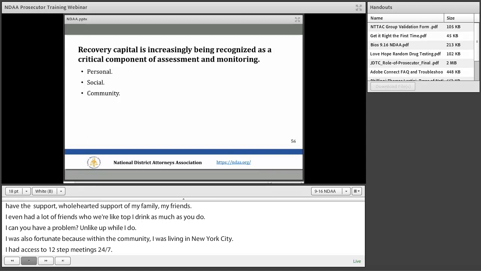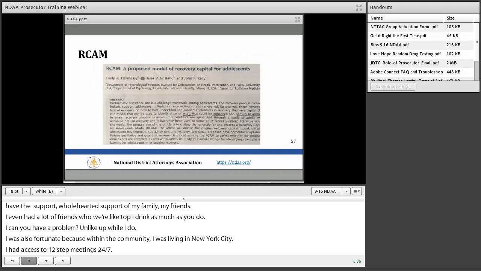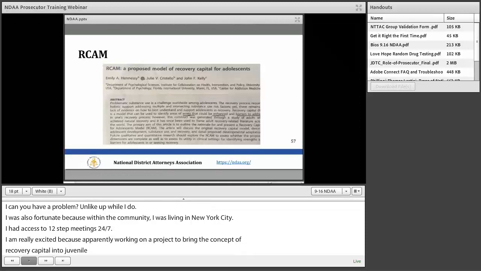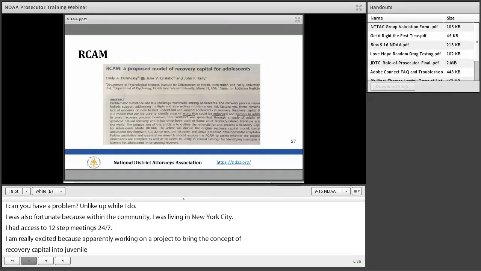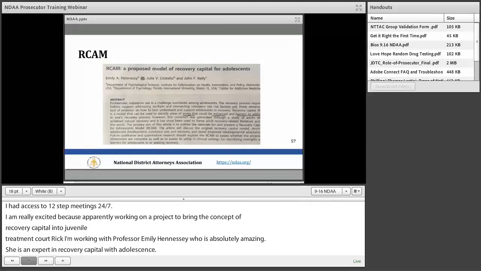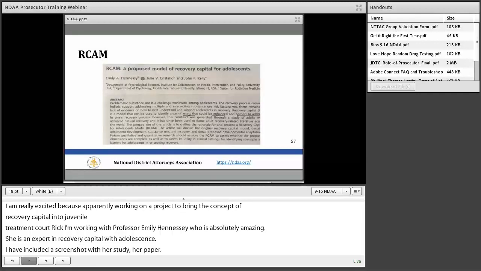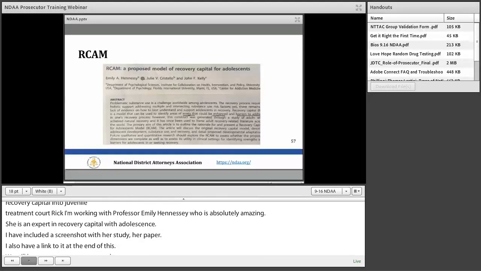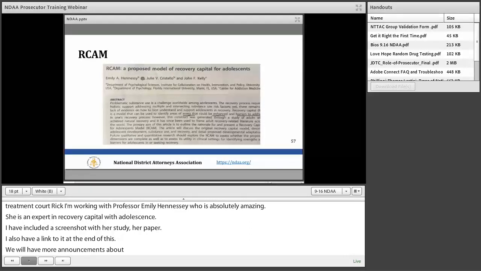And I'm really excited because I'm currently working on a project to bring the concept of recovery capital into juvenile treatment courts, working with Professor Emily Hennessy, who is absolutely amazing, and she is an expert in recovery capital for adolescents. I've included a screenshot with her study, her paper, and I have a link to it at the end of this. We'll have more announcements about this project that we're going to be doing with NADCP, but it's really interesting to be looking at the concept of recovery capital for adolescents, looking at assets, looking at enhancing those assets, and then also addressing the barriers.